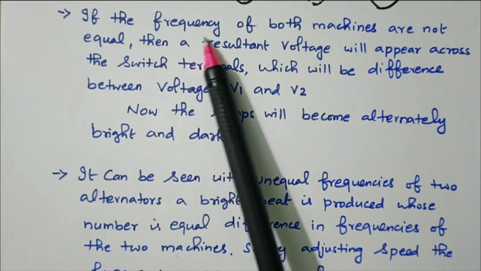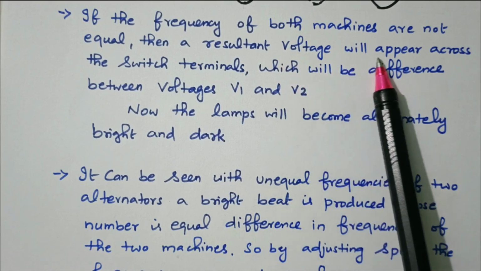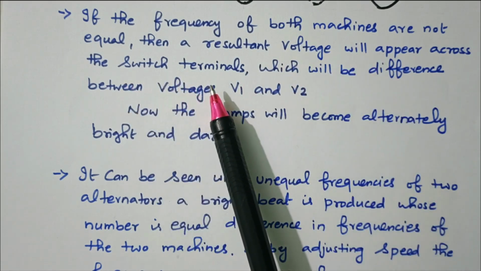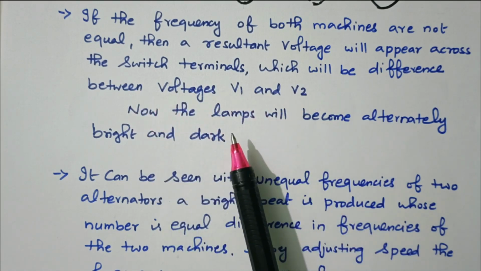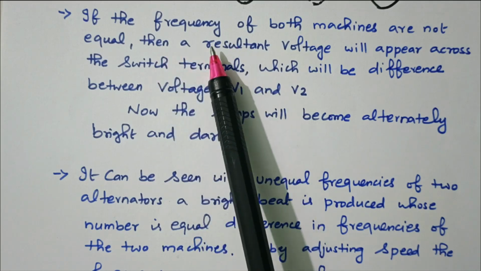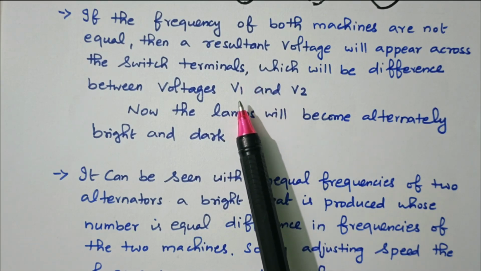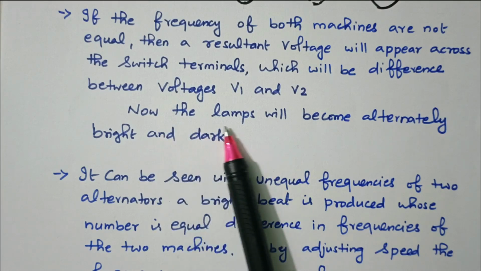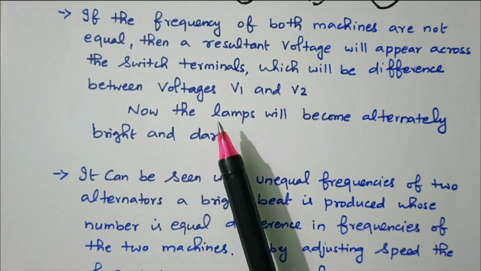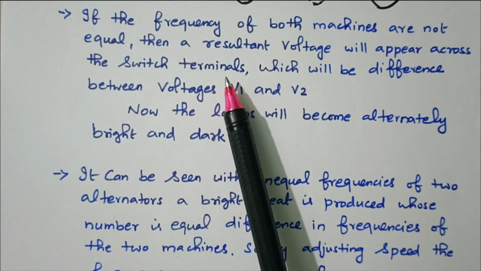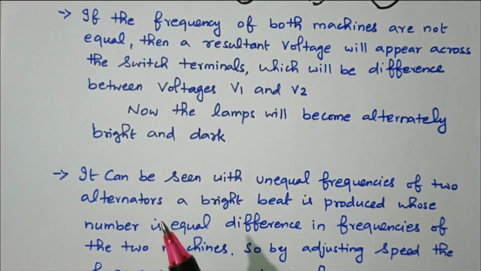If the frequency of both the machines is not equal, then a resultant voltage will appear across the switch terminals, which will be the difference between the voltages V1 and V2. So if the frequency is not equal, the resultant voltage that appears is nothing but the difference of voltages V1 and V2. Now the lamp will become alternately bright and dark because of the different frequency. The difference in voltage will appear, so it will go with brightness and darkness.